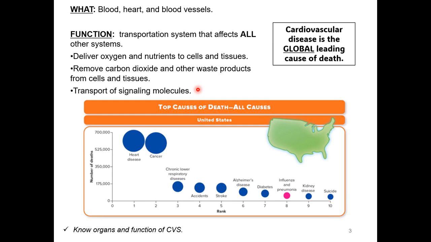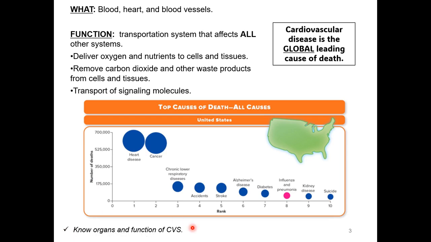Number one global killer is going to be cardiovascular disease. This is an old stat, so I wouldn't look at the number of deaths, but that has not changed. So far, that is our number one killer. Number two is cancer, and then we'll talk about respiratory diseases in Unit 3.